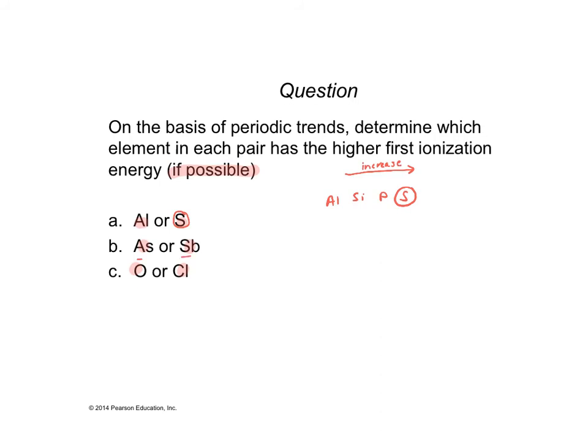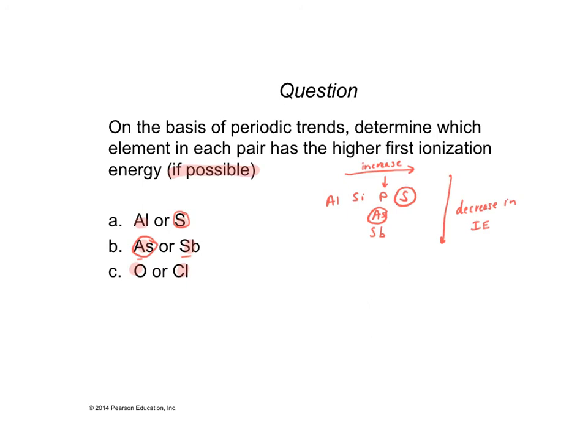So arsenic lies right below phosphorus, and antimony lies right below it. So these guys are in the same column. As we go from top to bottom, we're going to see a decrease in ionization energy. And again, the cause of this is that as we get bigger and bigger, it gets easier to remove an electron. So because of that, arsenic would have the higher first ionization energy.